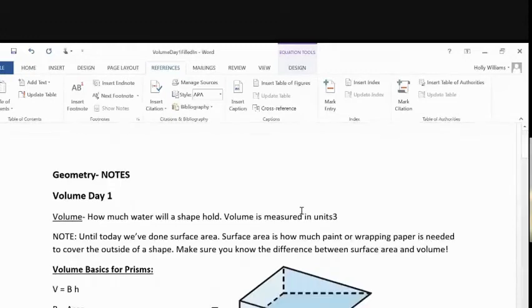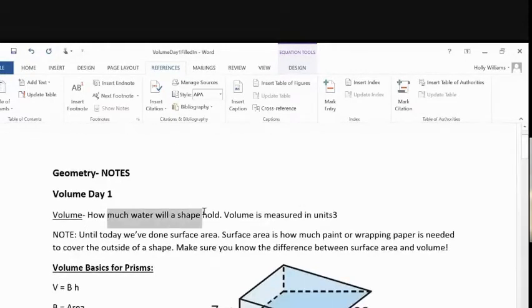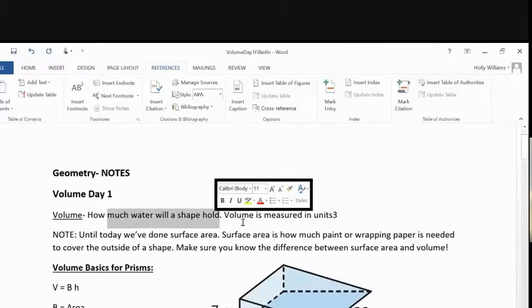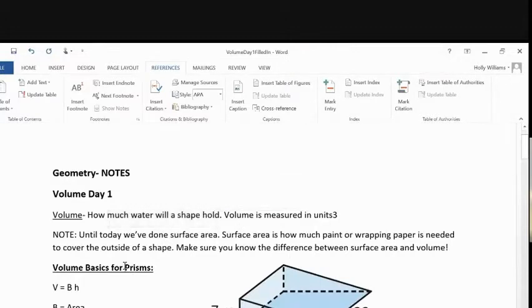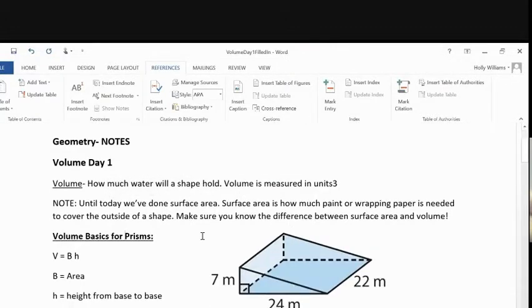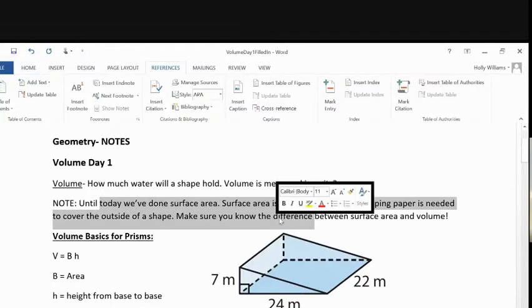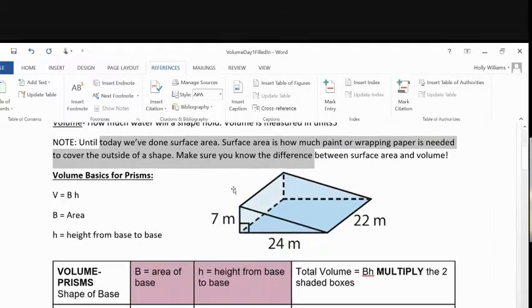Okay, so we're doing volume, and we just said it's kind of how much something would hold. So think like how much water is going to fill it up. And just remember, there's a big difference between volume, which is what we're doing today, and surface area, which is what we have been doing. So surface area is going to be like how much covers it, and then volume is going to be how much fills it up. But super easy.